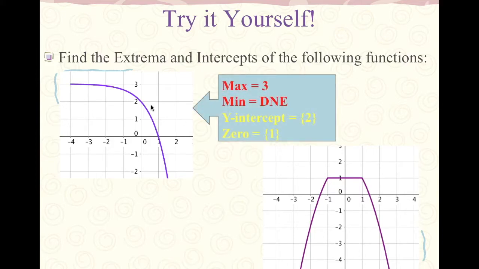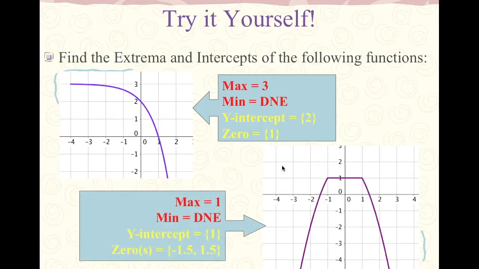Here, the max is 3, y values, and the minimum does not exist because it goes to infinity. Your y-intercept is 2, and there's only 1 0, it's 1. And down here, your max is 1, but your min goes to negative infinity, so it doesn't exist. Your y-intercept is 1, and you actually have 2 zeros, negative 1.5 and just 1.5.